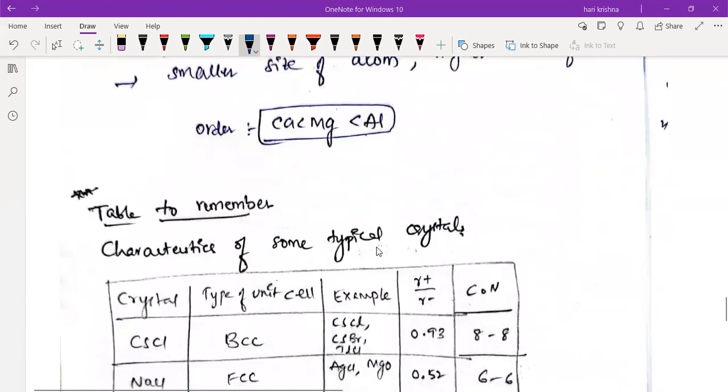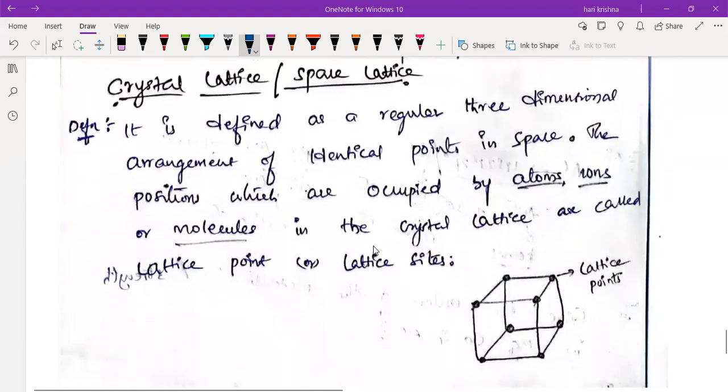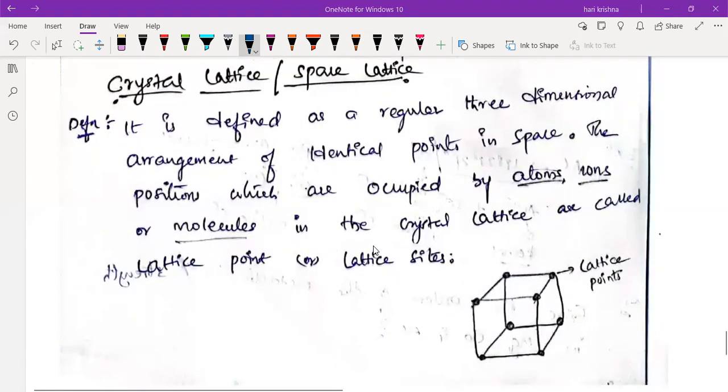So this one we'll do afterwards. Next we'll come back to the topic space lattice or the crystal lattice. From now onwards it is a completely three-dimensional topic. Okay, so please try to understand. If you have any doubt, you can ask me at that point itself.